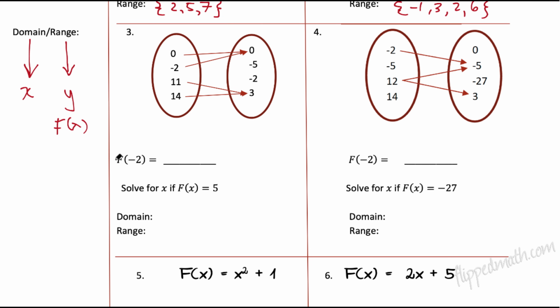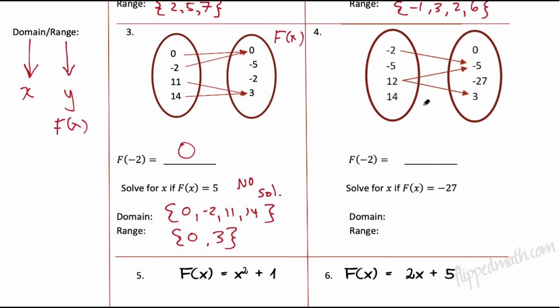Number 3, f of -2. All right, so f of -2 equals 0. Solve for x if f of x equals 5. So this is f of x over here. This is like the y. So if it equals 5, I don't see any value that equals 5. So I'm going to write no solution there. We don't have any x value that equals 5 when you plug it in. The domain, 0. So we get 0, -2, 11, 14. And the range, we only have two values there, 0 and 3.